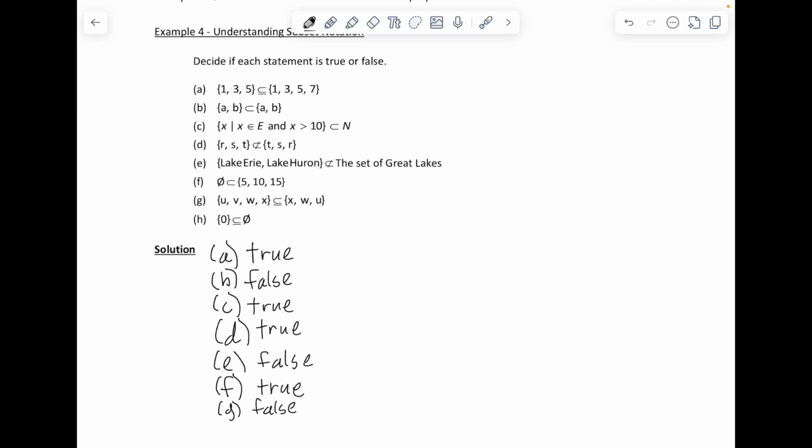And then finally for H, this is saying the set containing the number 0 is a subset of the empty set. Well, the set on the left has one element, 0. The empty set has no elements, so this statement is false.